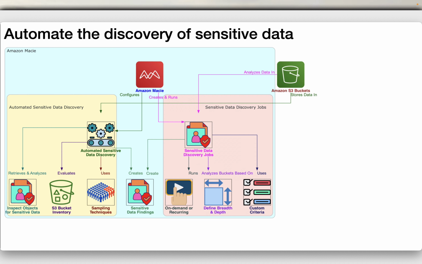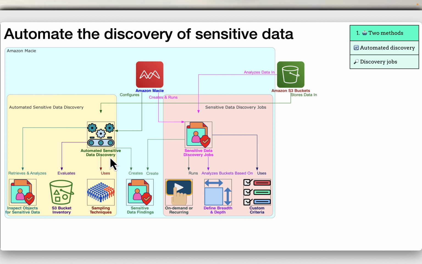So first is automate the discovery of sensitive data. Macie offers two ways to automate the discovery and reporting of sensitive data: configuring Macie for automated data discovery, and creating and running sensitive data discovery jobs. So there are two ways. One is to have automated sensitive data discovery, and second is to manually create sensitive data discovery jobs. When Macie detects sensitive data in an S3 bucket, it creates a sensitive data finding that provides a detailed report of the sensitive data detected.